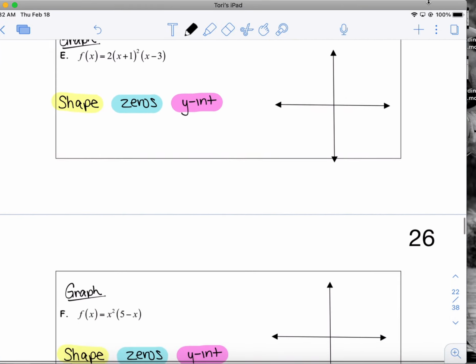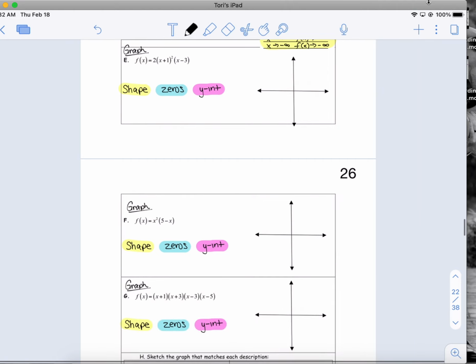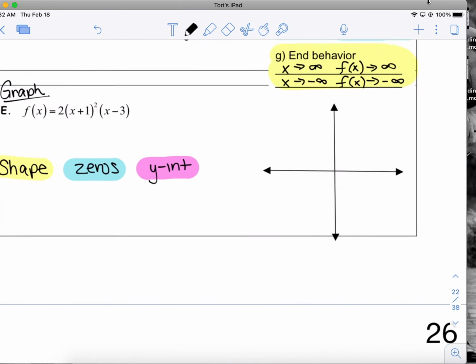So on E, F, and G, I'm actually going to kind of have you pause the screen real quick. We are not going to fill out all the blanks for those, but I am going to ask you to focus on shape, zeros, and y-intercepts because I want to make sure you can find that as a way to graph your critical points, even if you aren't being asked to fill out everything about it, okay? So you're only graphing, but it is important to know the shape, the zeros, y-intercepts. Perfect. Let's look at E.